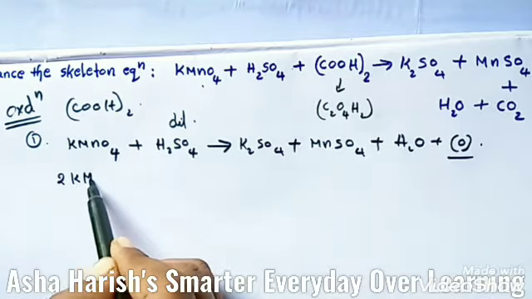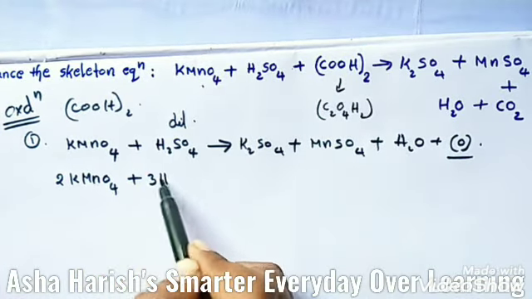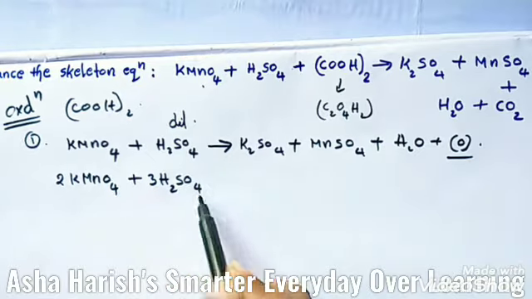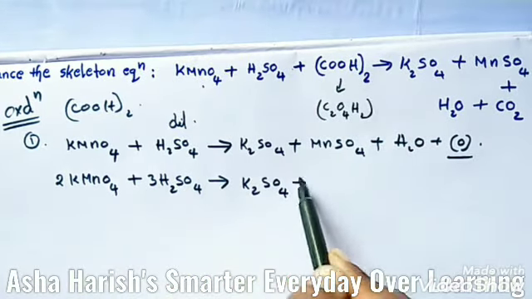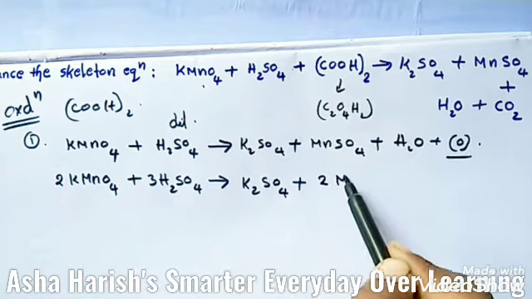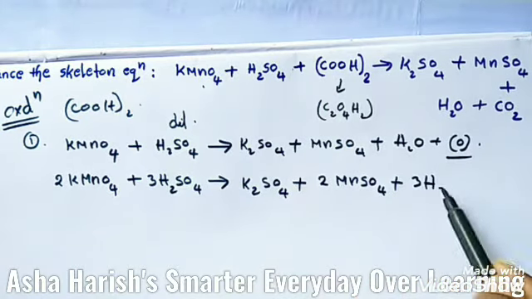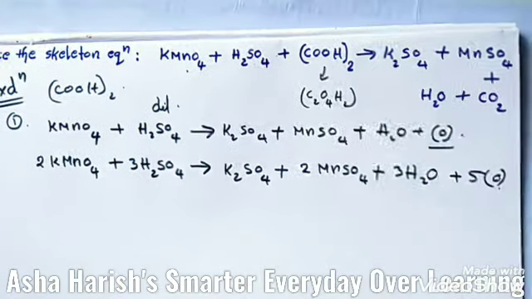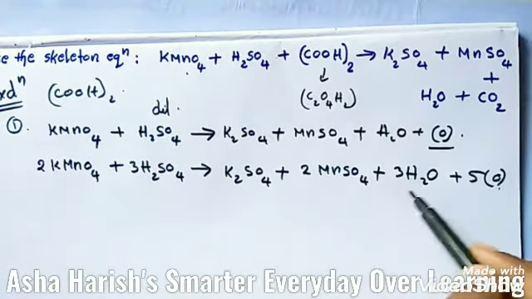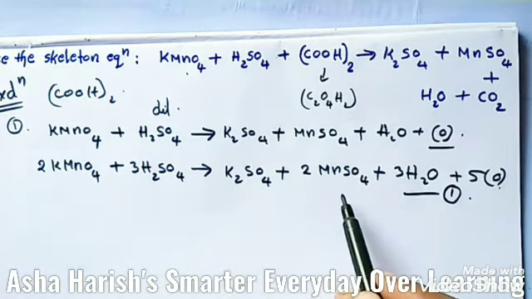2 KMnO4 plus 3 H2SO4 gives rise to K2SO4 plus 2 MnSO4 plus 3 H2O plus 5 oxygens. Okay, this is equation 1. By hit and trial method we have done this.